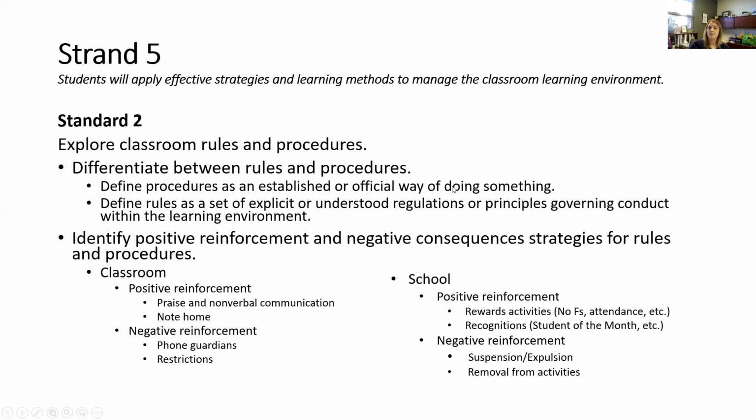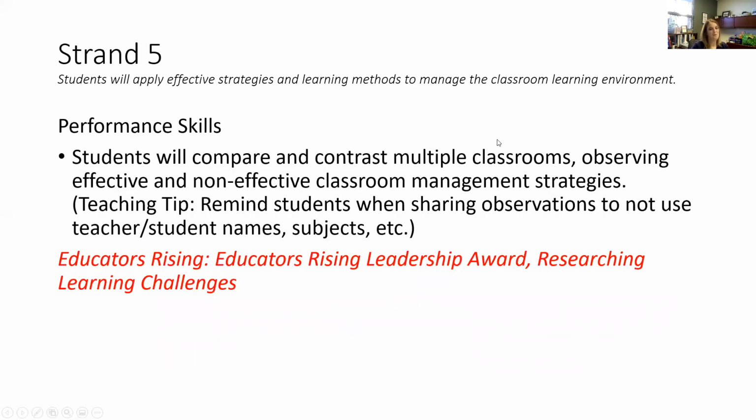Standard 2 explores classroom rules and procedures, what happens with positive reinforcement and negative reinforcement, what happens on a classroom level or in a school level as well. So it looks at both of those things. And then the performance skill for this is just the one for strand 5, and students will compare and contrast multiple classrooms, observing effective and non-effective classroom management strategies. So this is a great opportunity, again, for students to do observations.